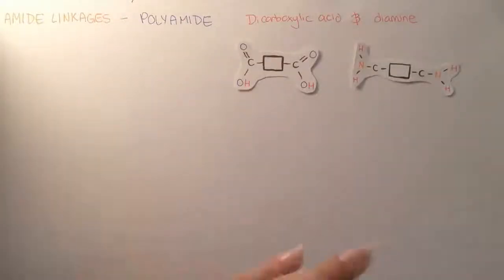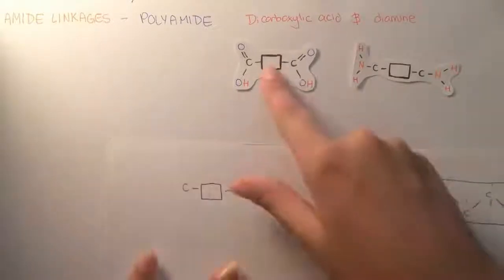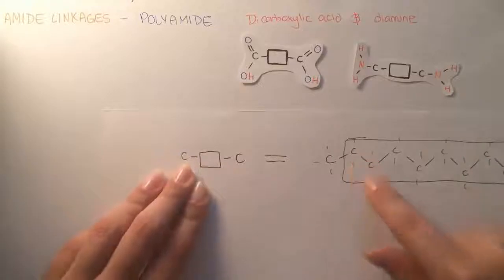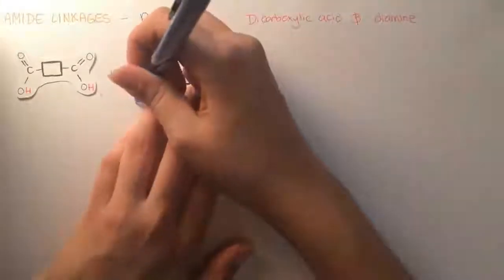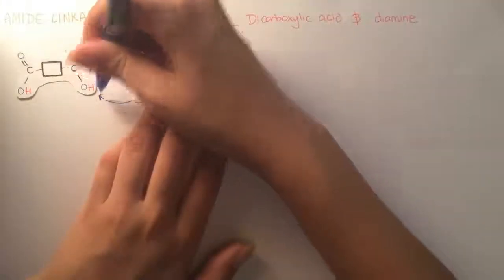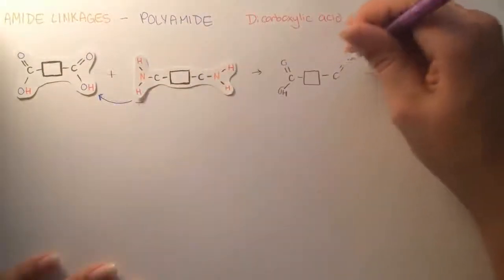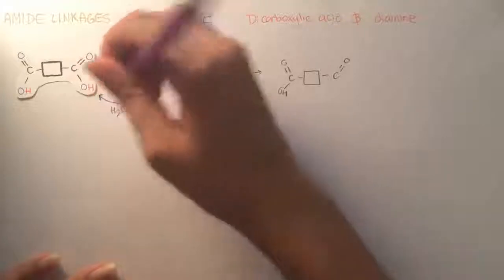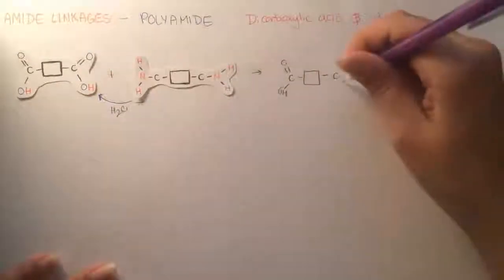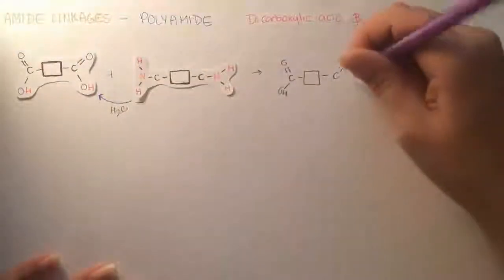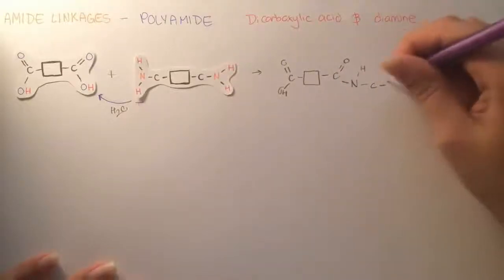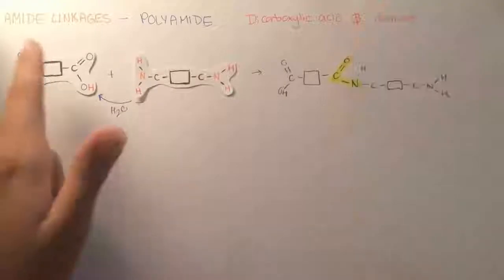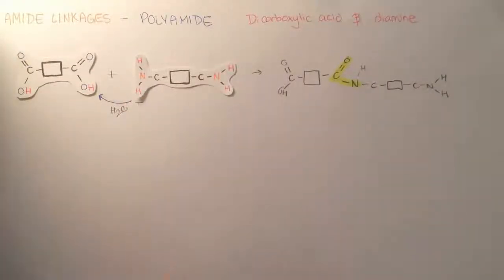Before we start, I just want to mention that the boxes in between the two molecules I just showed just represent a chain of carbons. So this H on the amine is going to bond with this OH. You're going to have your C double bonded O. These three are going to create H2O. Your N is going to bond with the C. Then you're going to have your C, the continuation of the diamine. So right here is our amide linkage.